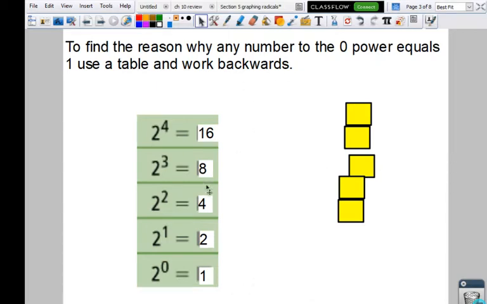So if you work backwards, you can see why 2 to the 0 is 1. And this works for anything. Whenever you count backwards, it's always going to be like this.